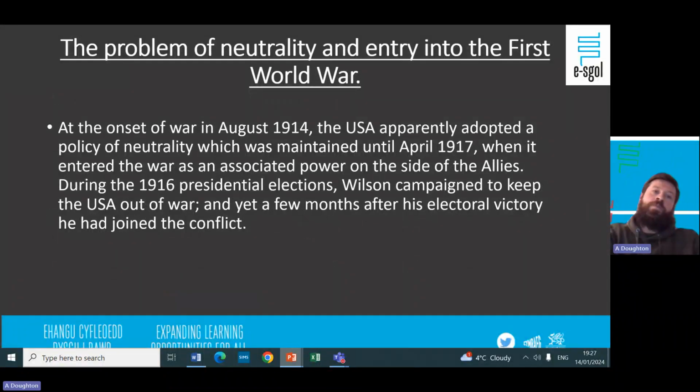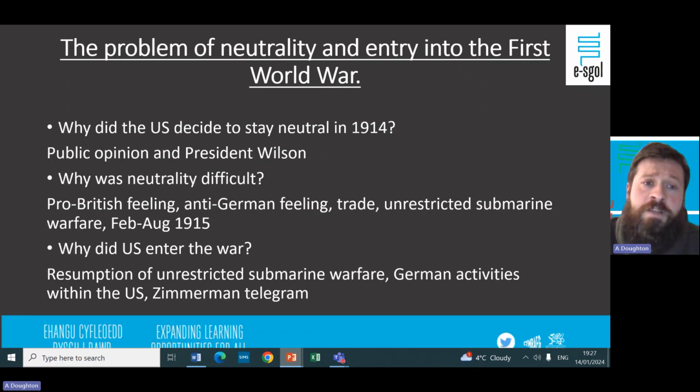So the next one then is the problem of neutrality and entry into the First World War. Now, even though World War I broke out in 1914, America didn't join until April 1917. So they did try to stay neutral for a number of years. And the reason was public opinion in America was against entry into the First World War. And also, President Wilson wanted to stay neutral. His aim was to stay out of it and then get involved when they were punishing the losing countries. So they could attempt to be involved in the peace treaty and make sure they'd avoid another war.